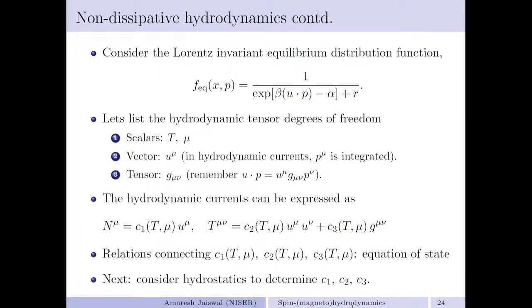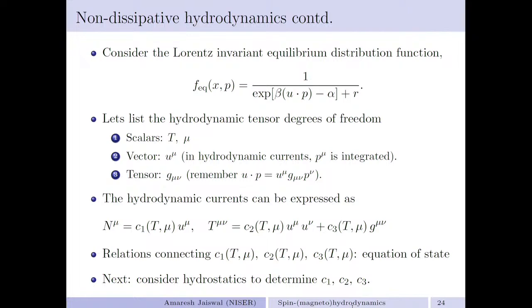Similarly, let's count the degrees of freedom that we have left from the equilibrium distribution function. Remember, momentum is integrated over to generate the hydrodynamic quantities. So we are left with T and mu. Beta is 1 by T, alpha is mu by T. So T and mu are the two scalars in the system. U mu is the one vector, and G mu is one tensor because we have U dot P, which needs G mu to be defined. So these are the degrees of freedom we have.